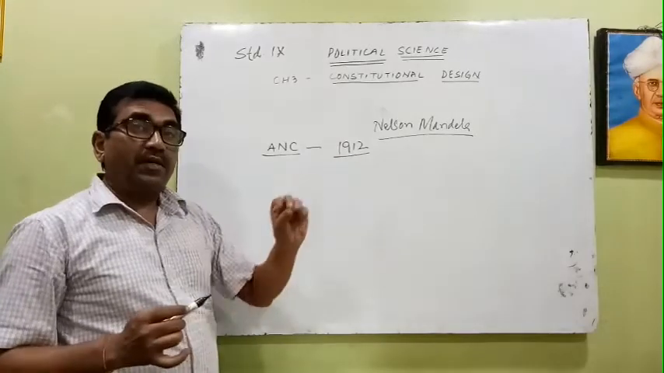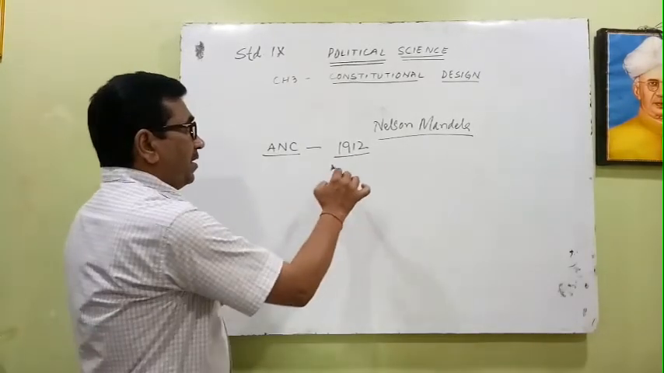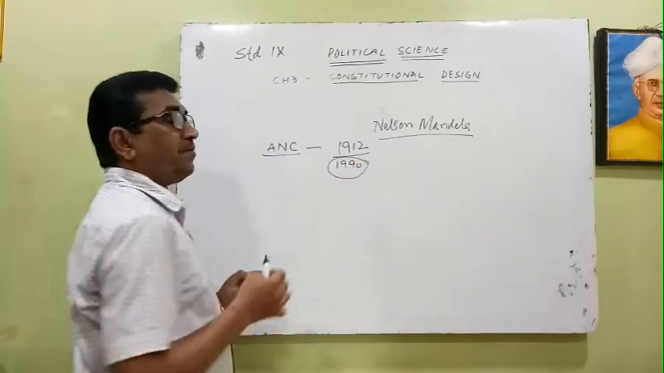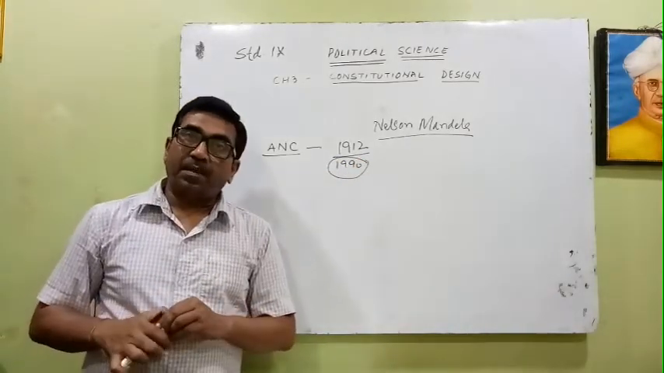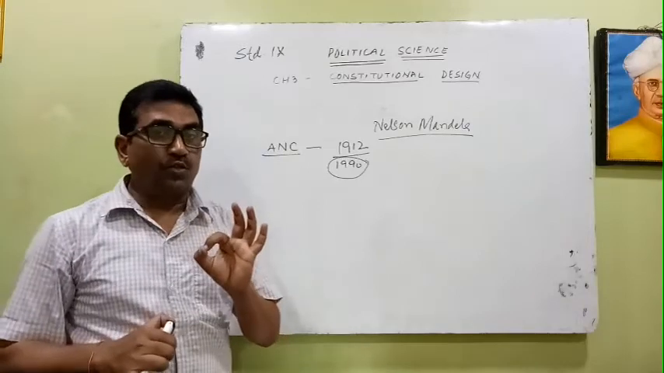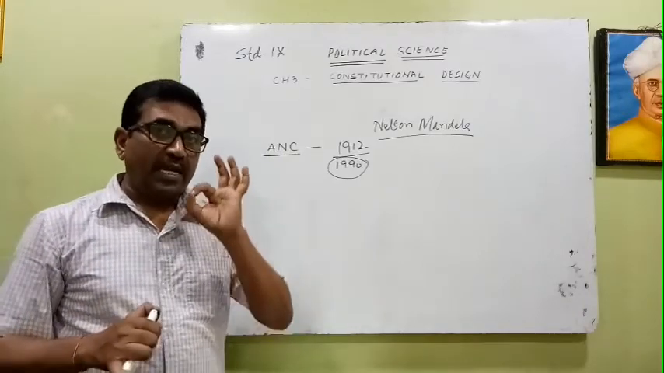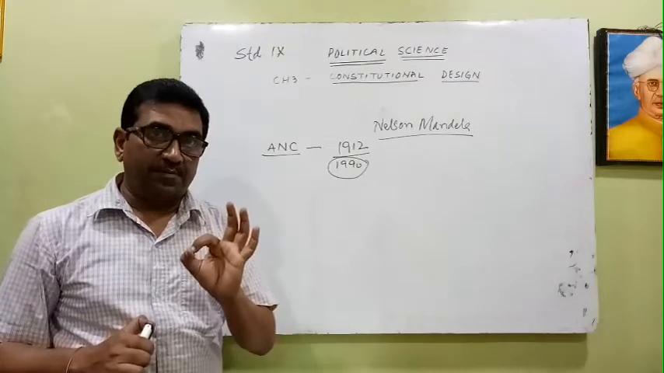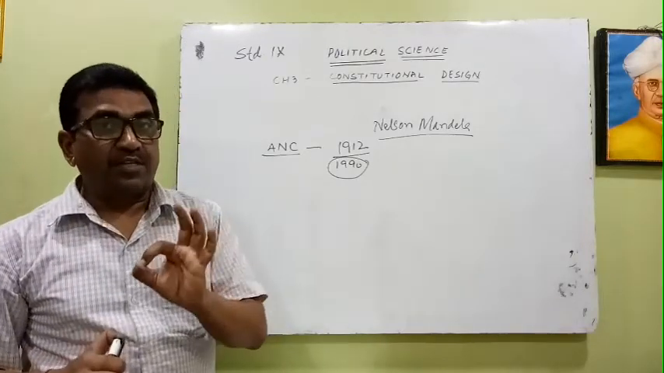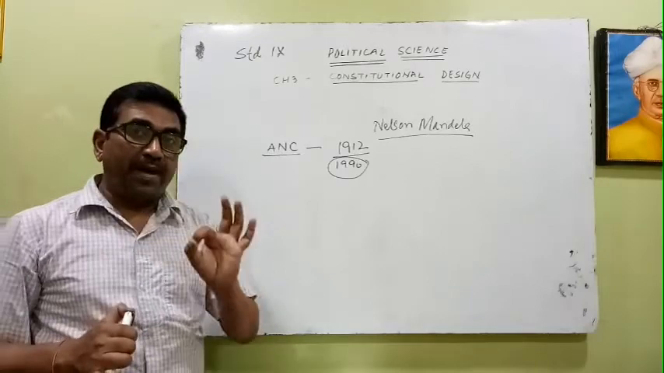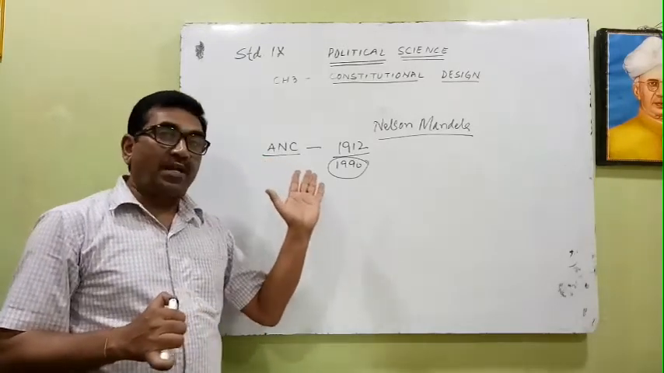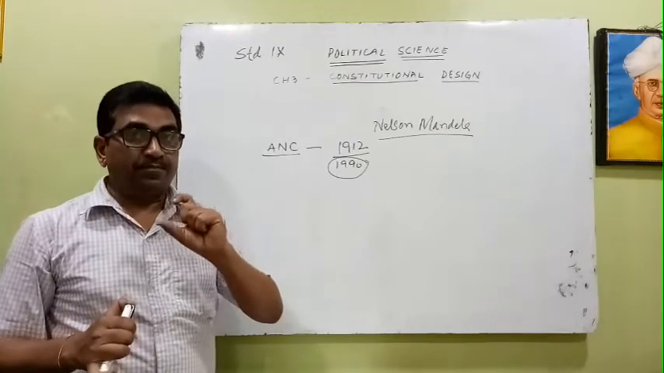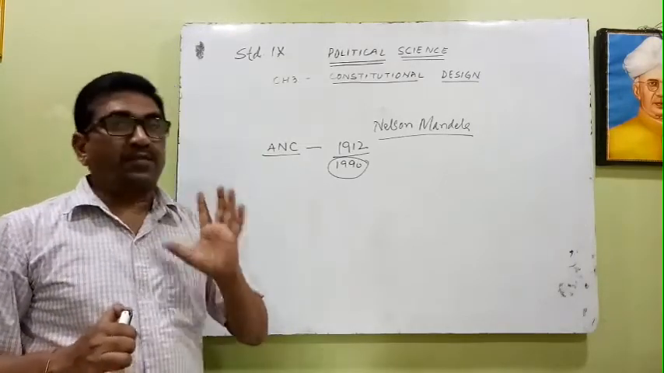Even though it was established then, it was legalized only in 1990, because the blacks had no right to form any associations, go for strike and other activities. They were completely banned. So these organizations were also not legally accepted there.